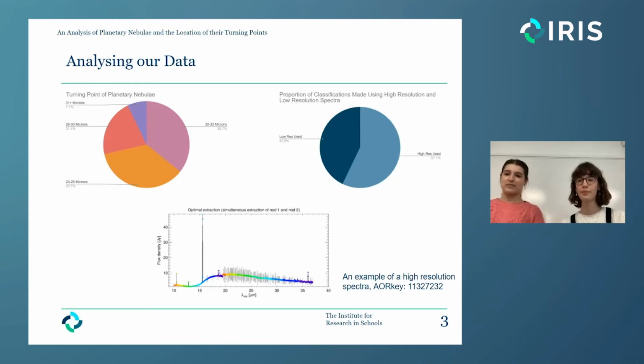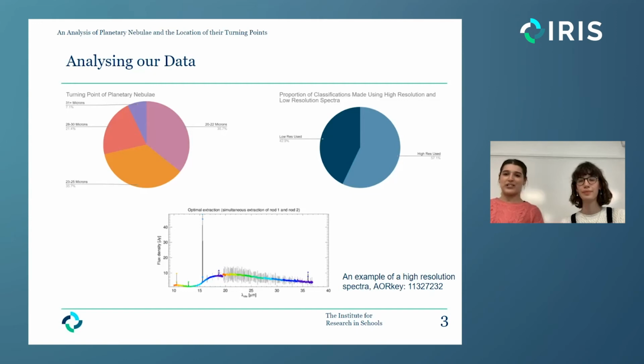This was because the majority of the low-resolution spectra were cut off at 12 microns, and to locate the turning point, we needed to see up to 30 microns. And using different instruments, which is what the high-res does, allowed us to do this. You can see an example of a high-resolution spectra at the bottom of the screen.